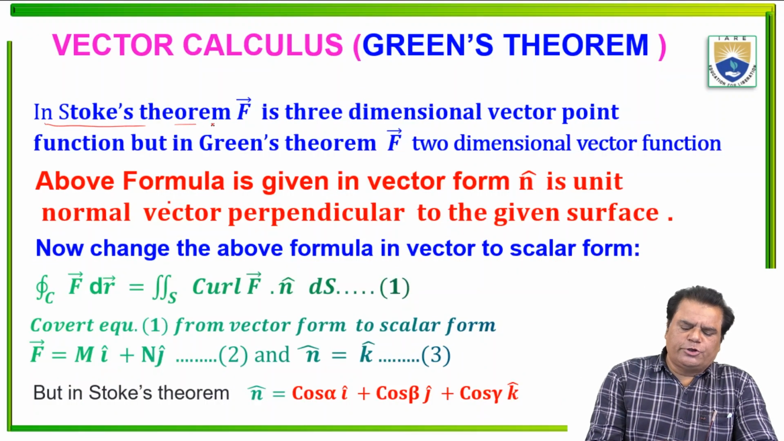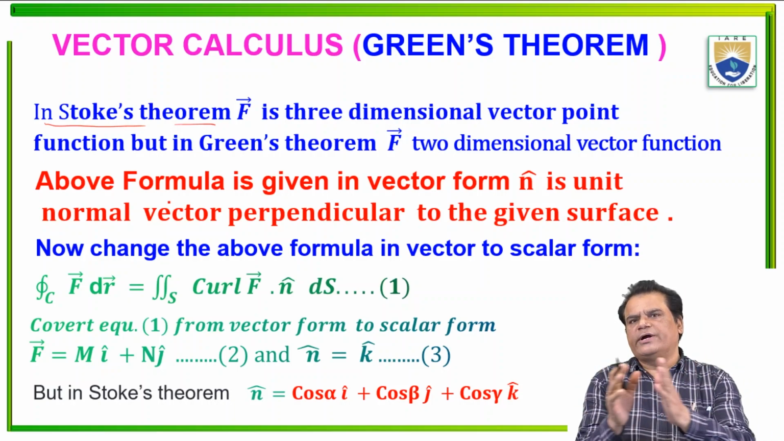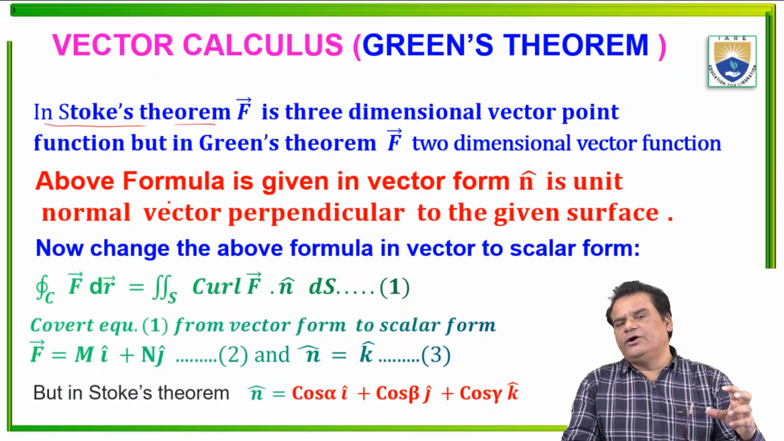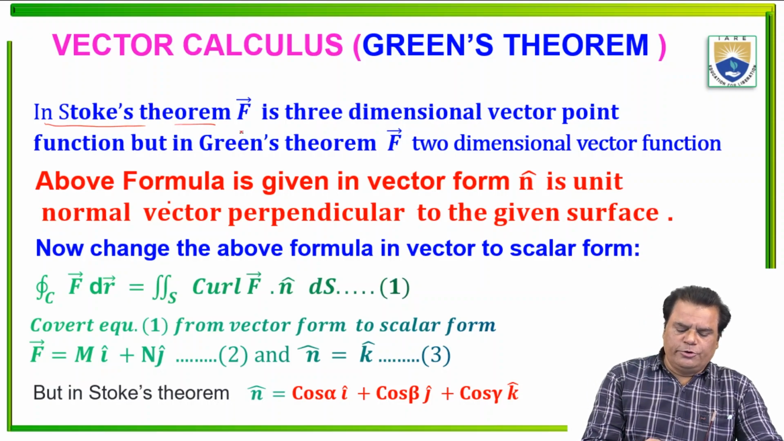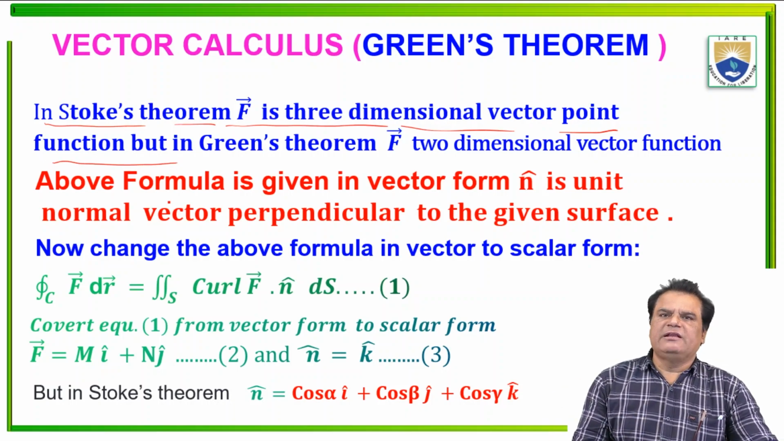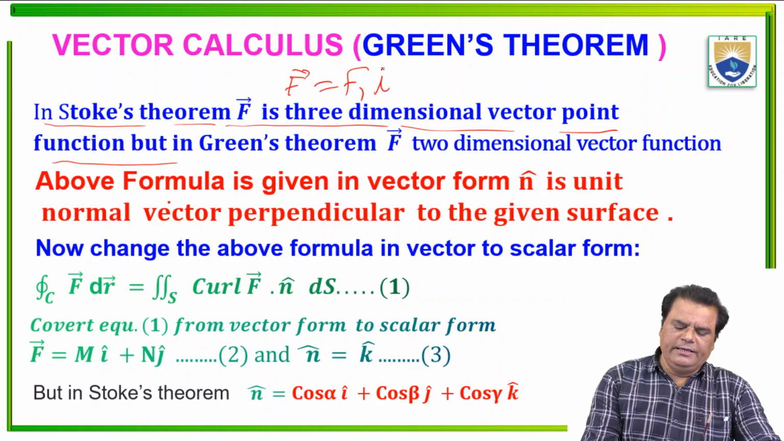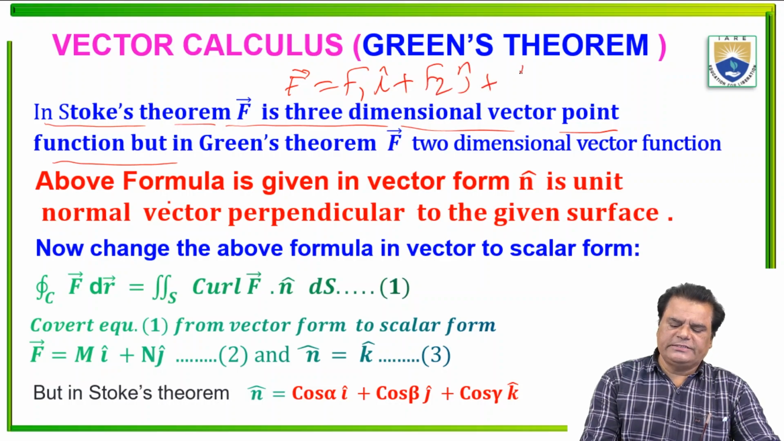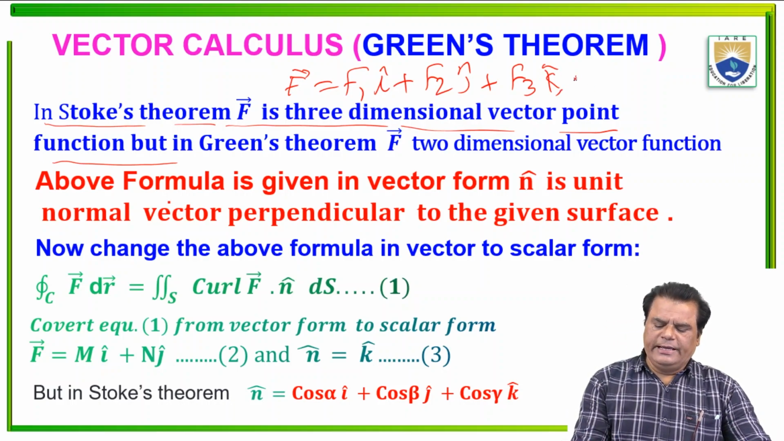Now, we have already discussed Stokes theorem, but there is some difference between Stokes and Green. When we study Green theorem, we study Stokes theorem in parallel. In Stokes theorem, F is a three-dimensional vector point function, F equal to F1 i plus F2 j plus F3 k. And here n cap equals cos alpha i plus cos beta j plus cos gamma k.